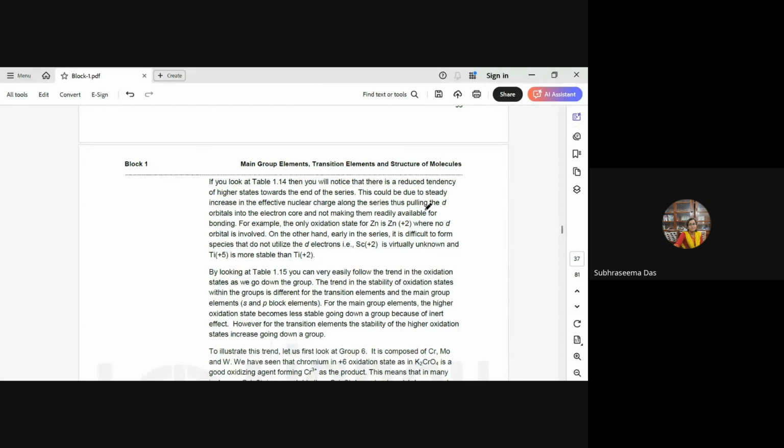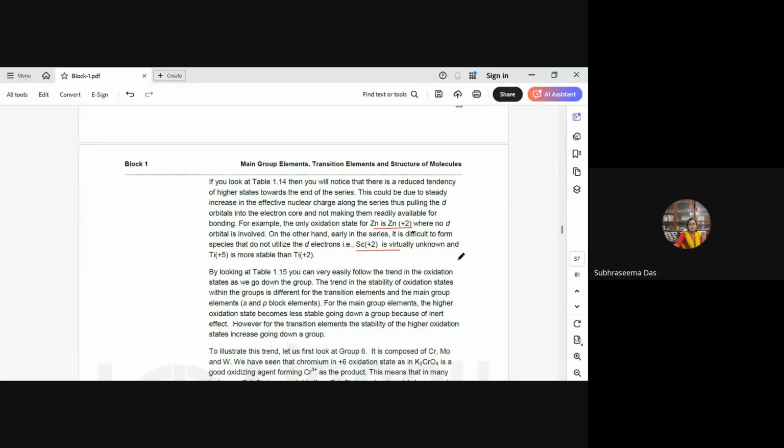For example, if we consider zinc, only one oxidation state is possible, that is zinc +2, where no d electrons are involved, because we know zinc is highly stable and it is very difficult to remove an electron from the stable, fully filled d orbitals. On the other hand, it is difficult to form species that do not utilize d electrons. For scandium, +2 is virtually unknown, and Ti +5 is more stable than Ti +2.